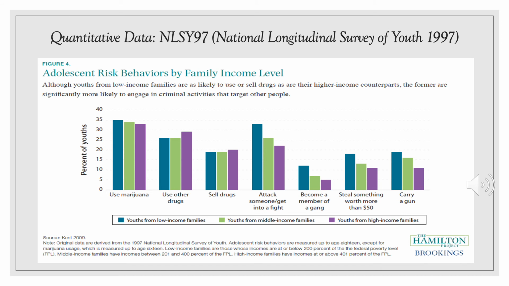As we can see by looking at the chart, the youths that derive from low-income families, which is represented by the turquoise color, were more likely to engage in delinquent activities such as using marijuana, attacking someone or getting into a fight, becoming a gang member, stealing, and carrying a gun. So the low-income youths are more likely to engage in violent and property crimes than youth from middle or high-income families, which is represented by the chart above.